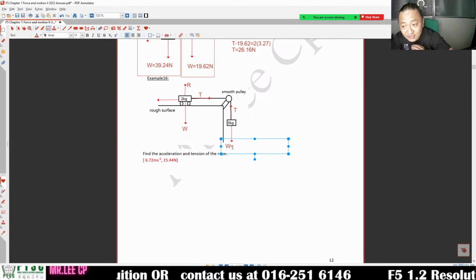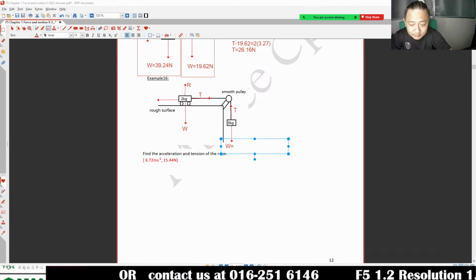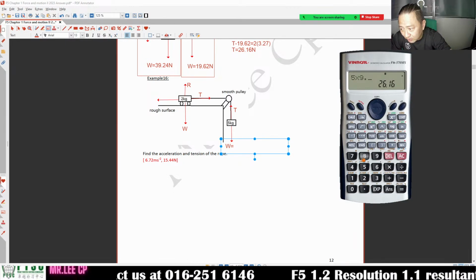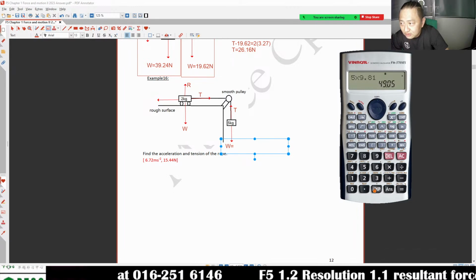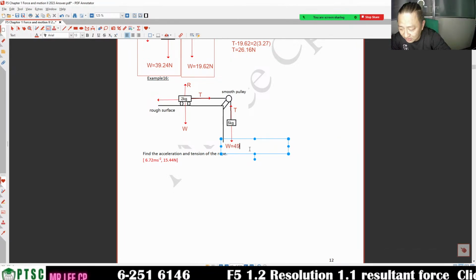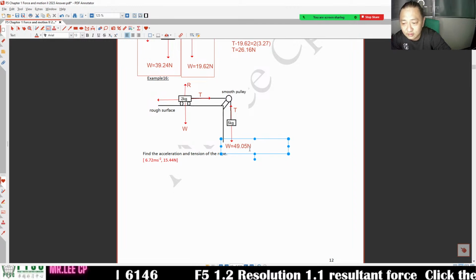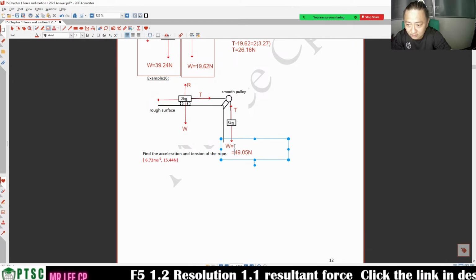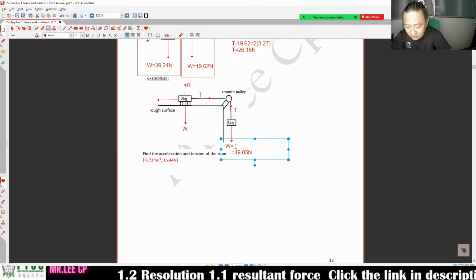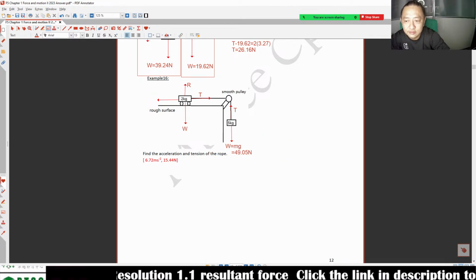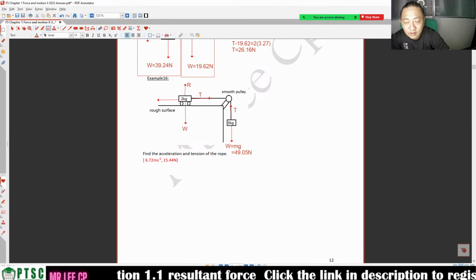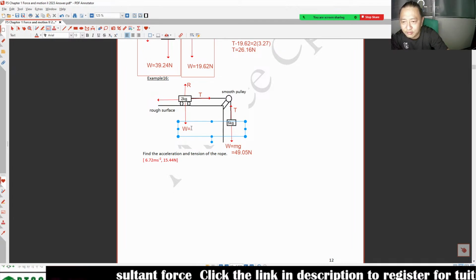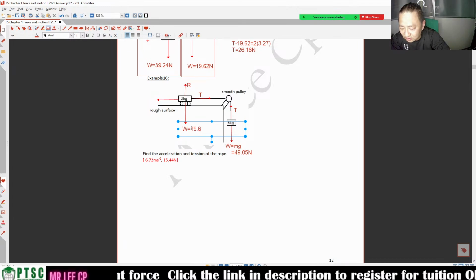W is equal to 5 times 9.81. 5 times 9.81. So what will you get? You get 49.05, 49.05 newton. Right. You want to write mg, okay. Up to you. Now, this way I can write it, but no use for me to write it. No point. 2 times 9.81, 19.62.